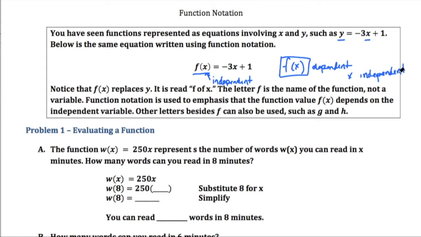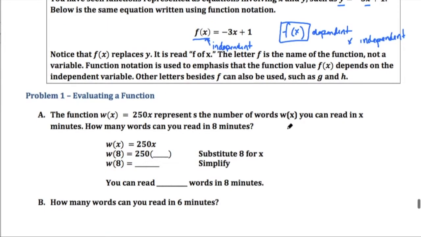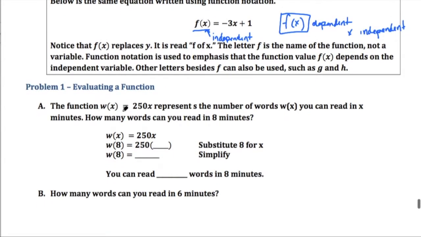Okay? So let's actually get into using this, and hopefully this will continue to make more and more sense. So if we're given a function, w of x, make sure we're reading it as w of x. W of x is equal to 250x. This represents the number of words, w of x, you can read in x minutes. So how many words can you read in 8 minutes? So here's our equation written out. W of x is equal to 250x.